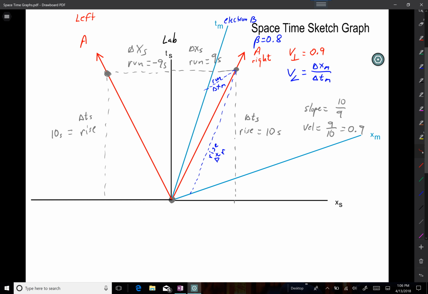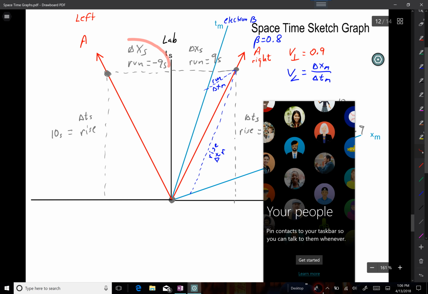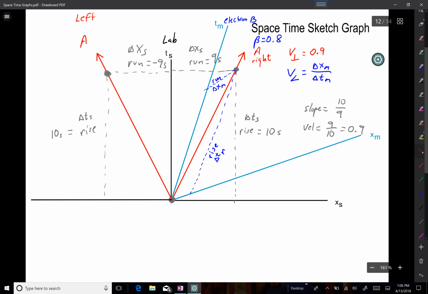But I have a new delta XS. My delta XS is now minus 9 instead of plus 9. That's going to make a huge difference in my Lorentz equations. So plug in this delta XS of minus 9 and this delta TS of plus 10. This is still positive 10. Plug those numbers into the Lorentz equation and calculate a delta TM and a delta XM, and then again take the ratio of the delta TM and the delta XM, and that'll give you the velocity. But now it'll be the velocity of electron A moving to the left.